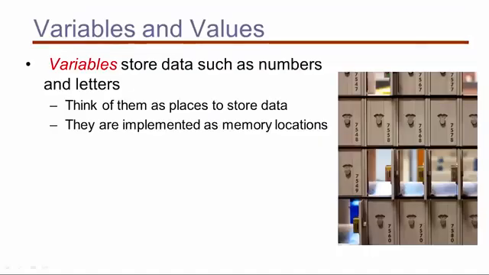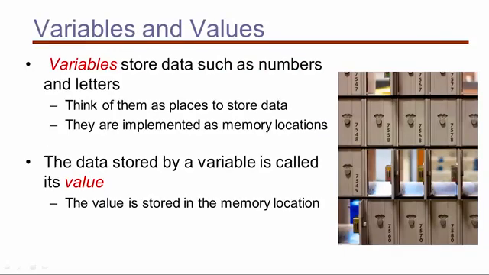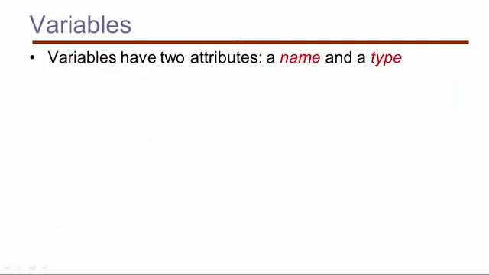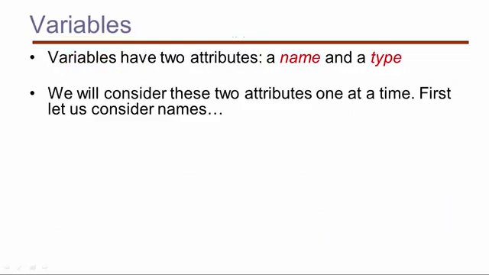Variables allow our program to store information such as numbers and letters. This information is stored in the computer's memory. We call the stored information the variable's value. And the key property of a variable is that it can be given different values while the program is running. Every variable has two key attributes, a name and a type. We'll consider these one at a time, starting with the name.